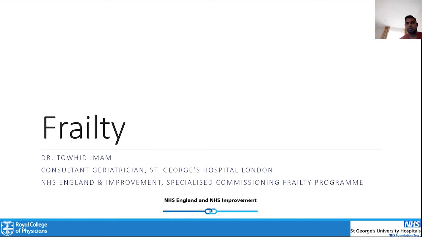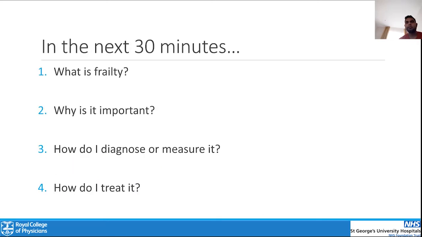frailty and also use some of the experience that I've had with NHS England to shed some more light on the subject. So in the next half an hour, I'm going to cover what frailty is, why I think it's important, and how you can go about diagnosing or measuring it, and then how to put together some initial management.